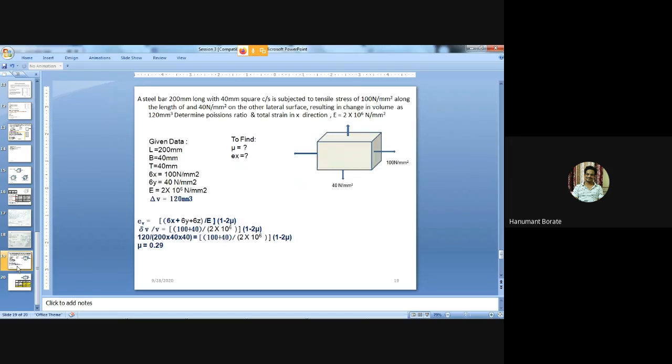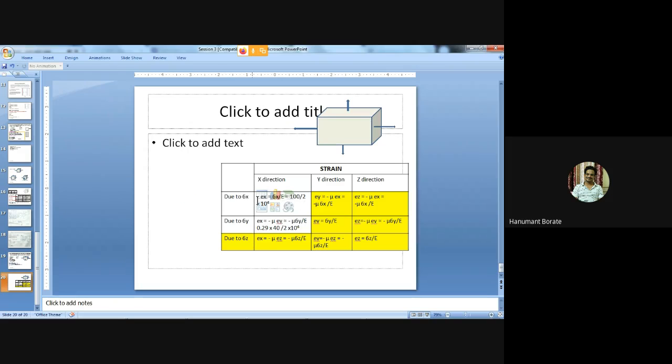We can't use this formula to find out the strain in the x direction. To find out the strain in a particular direction, we need to prepare such a type of chart. Means we need to consider strain in x direction, y direction, or z direction due to stress in x direction, stress in y direction, and stress in z direction. Then only we can calculate strain in a particular direction. And generally in GATE exam, they ask strain in a particular direction only.